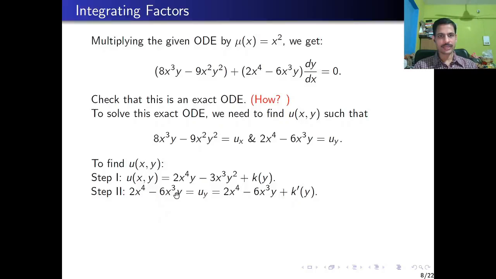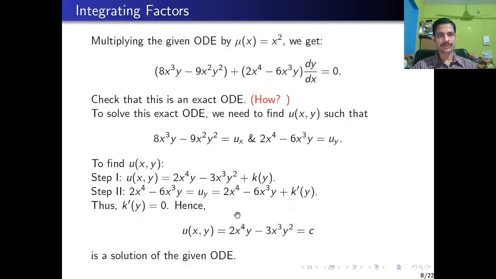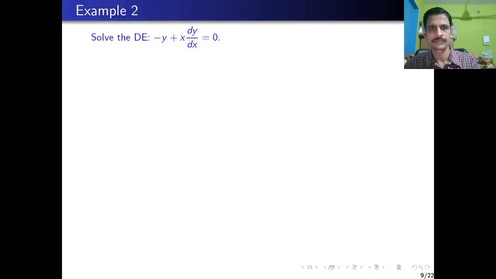So when you equate the term appearing on the left hand side with the term appearing on the extreme right hand side, we get k dash y is equal to 0. So we can say that ky is constant. So when you substitute in our ux that appears here, we get the solution to be equal to 2x raised to 4y minus 3x cube y square is equal to c. So this implicit solution is a solution of the given ODE. We'll see one more example.